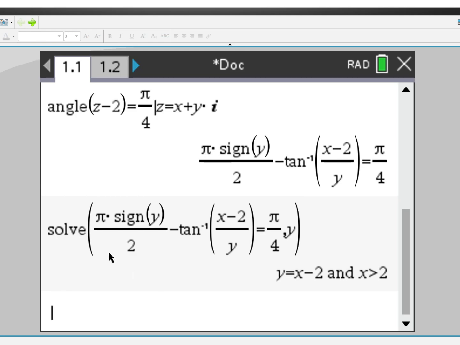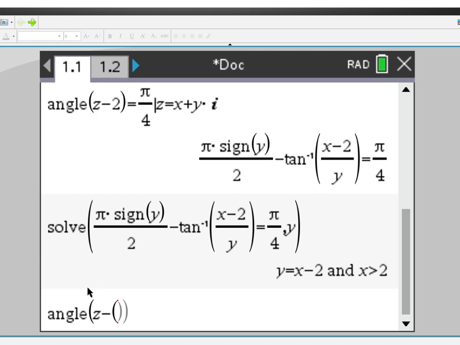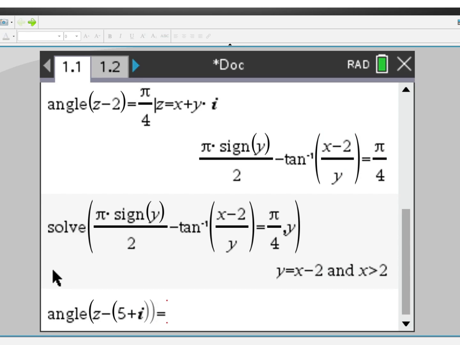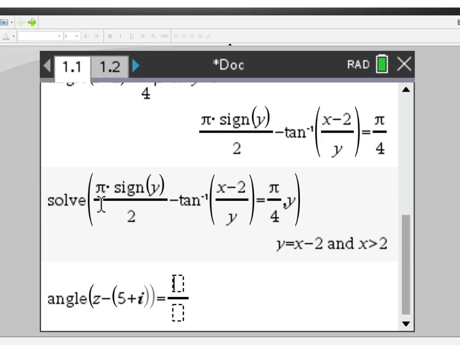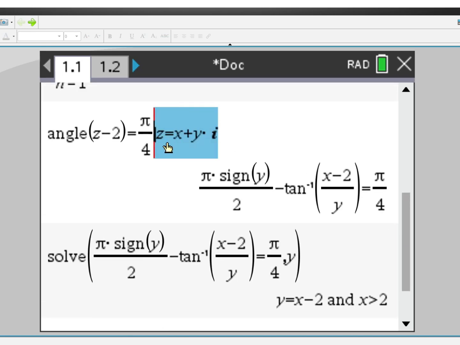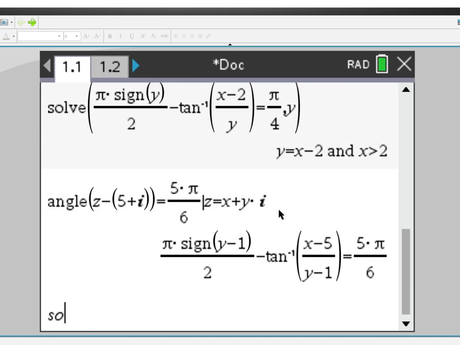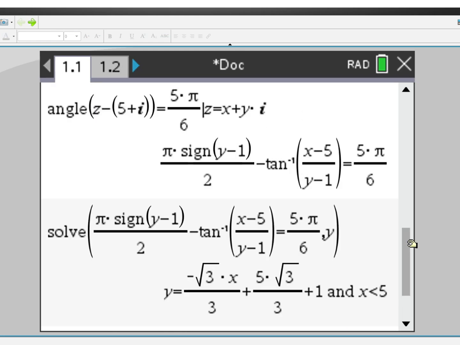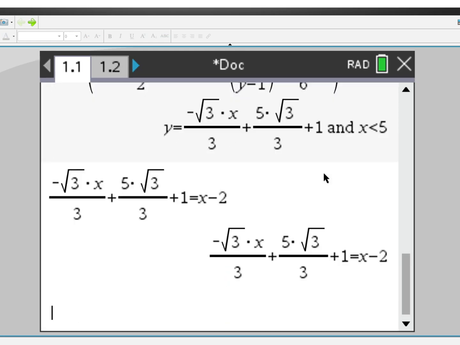So, of course, angle again, let's write angle here: z minus 5 plus i is equal to 5 pi over 6. Given that z equals that, I'm going to solve for y. And here's my other equation, so I'm just going to equate them, take this over here, equate it to my x minus 2, and solve for x.